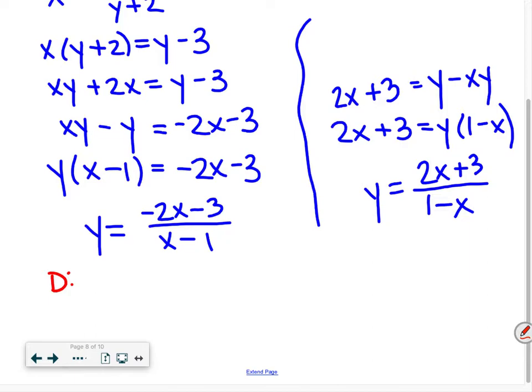Now, let's talk about the domain of our inverse. Which number, Austin, do we need to exclude? 1. We need to exclude 1 because we do not want to divide by zero.